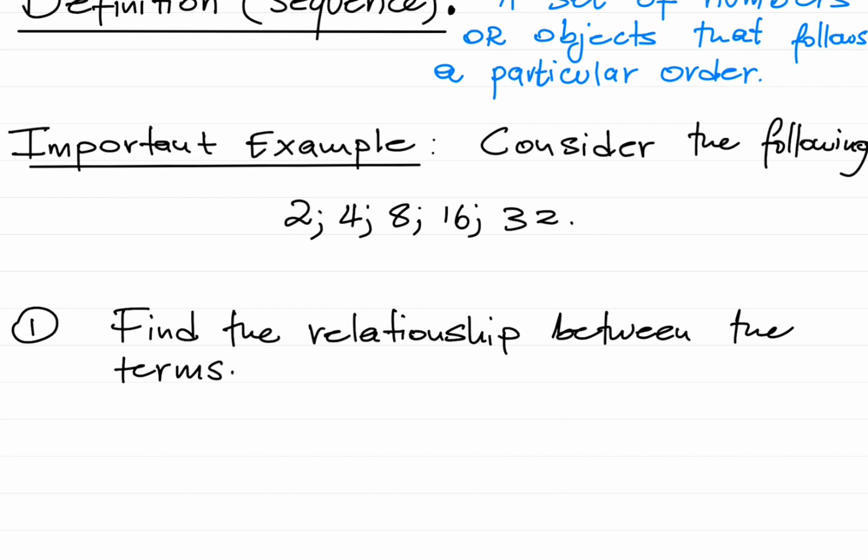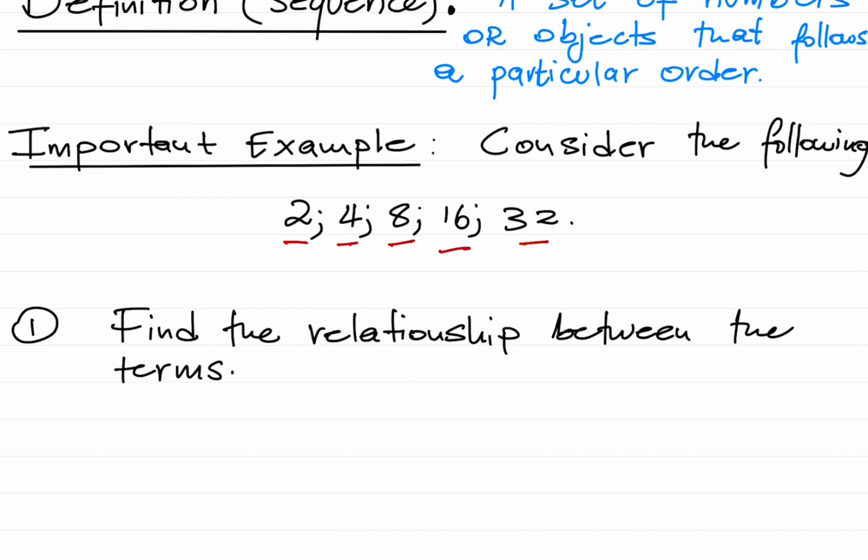Consider the following. We have 2, 4, 8, 16, 32. I'm sure everyone can see a particular order here: we have 2, now we have 4, now we have 8, now we have 16, then we have 32.